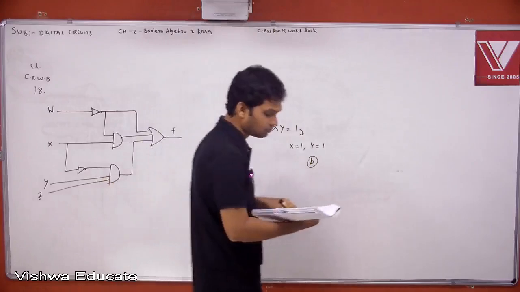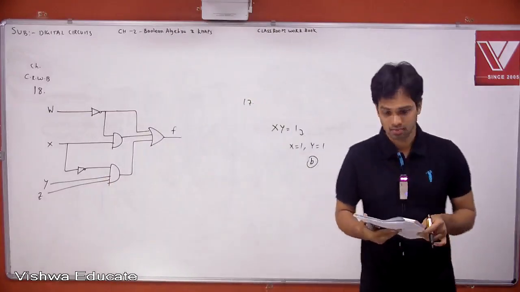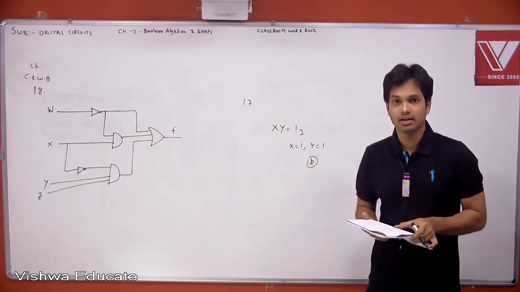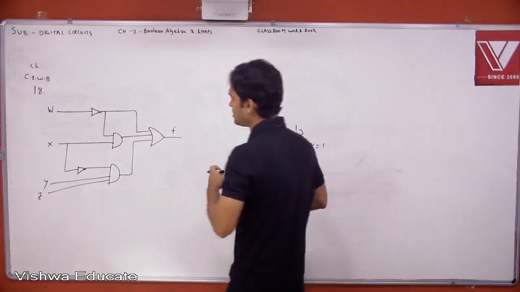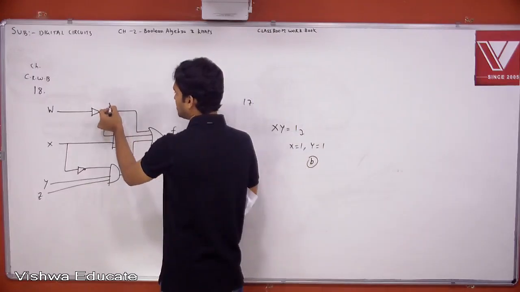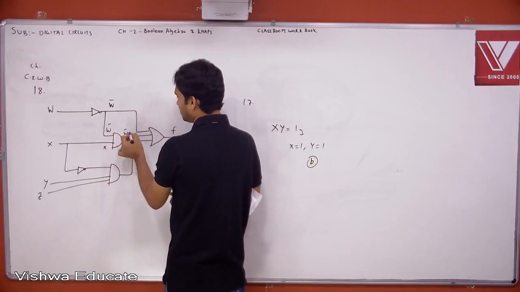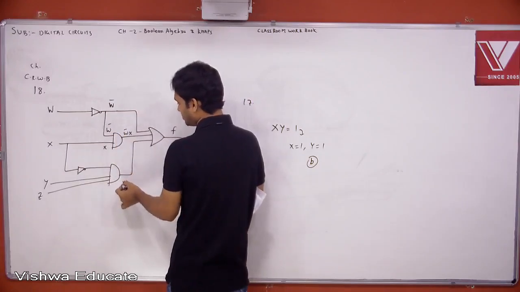Right. Question number 18. Please read. Consider the following gate network. Which of the following gates is redundant? Please see here. This is W bar. This is W bar X. And this is X bar YZ.